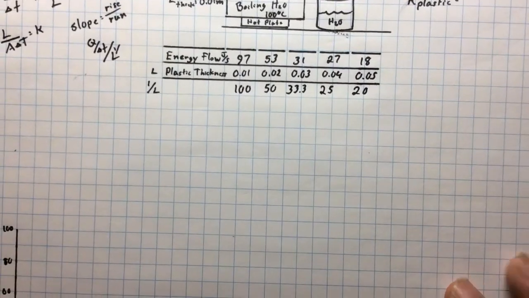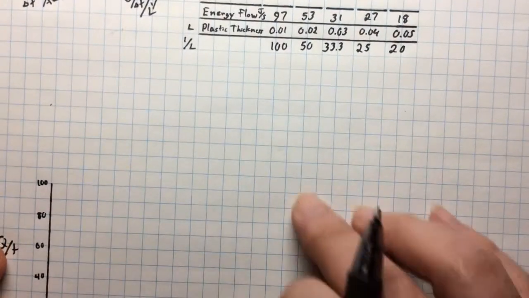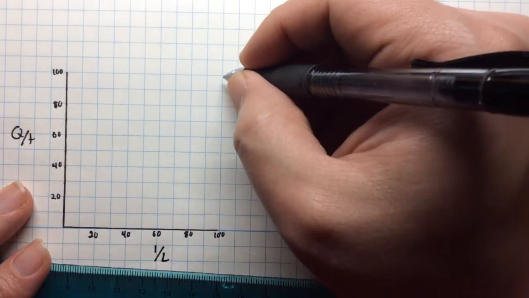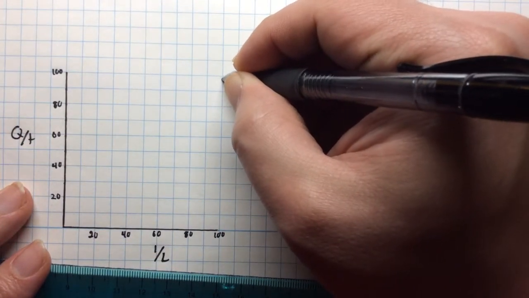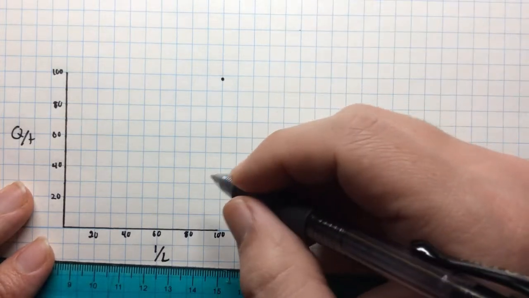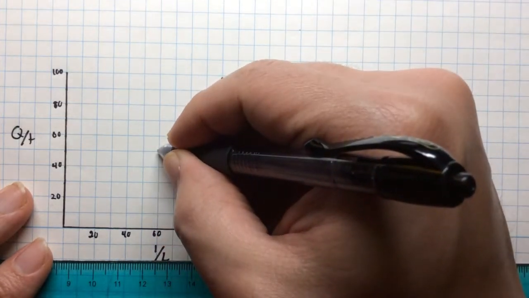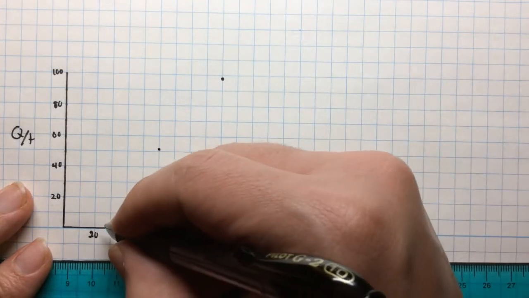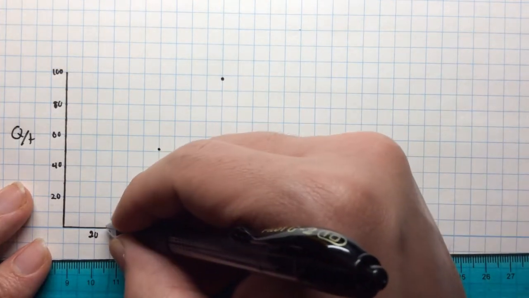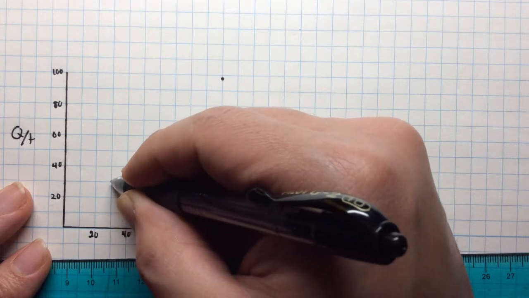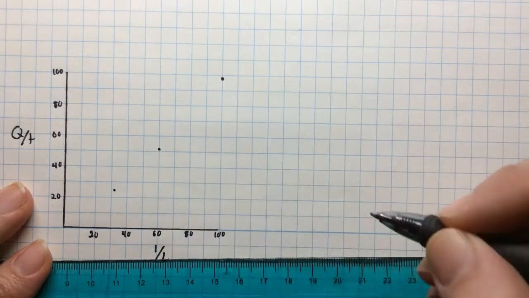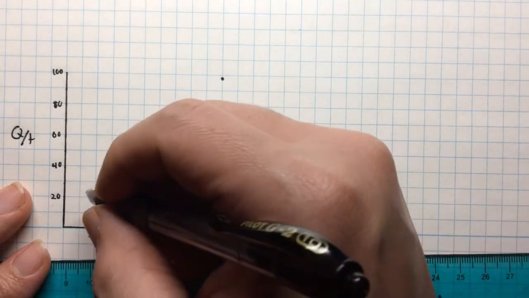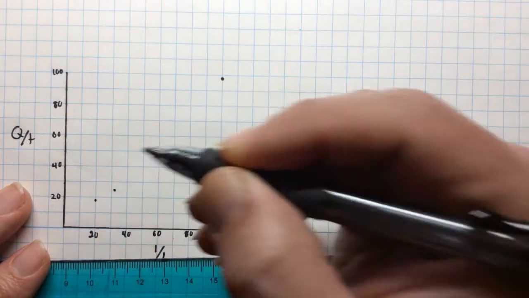So the first value is going to be 100 on the x, or the horizontal, and it's going to go back to 97 on the y. So 100 on the x, it's going to be 97, so it's going to be somewhere around right up here. I got 50 and 53, and that's going to be somewhere right around there. 33.3 and 25, so around 35 right there. And 20 on the horizontal and 18 on the vertical, so it's going to be just under right there.